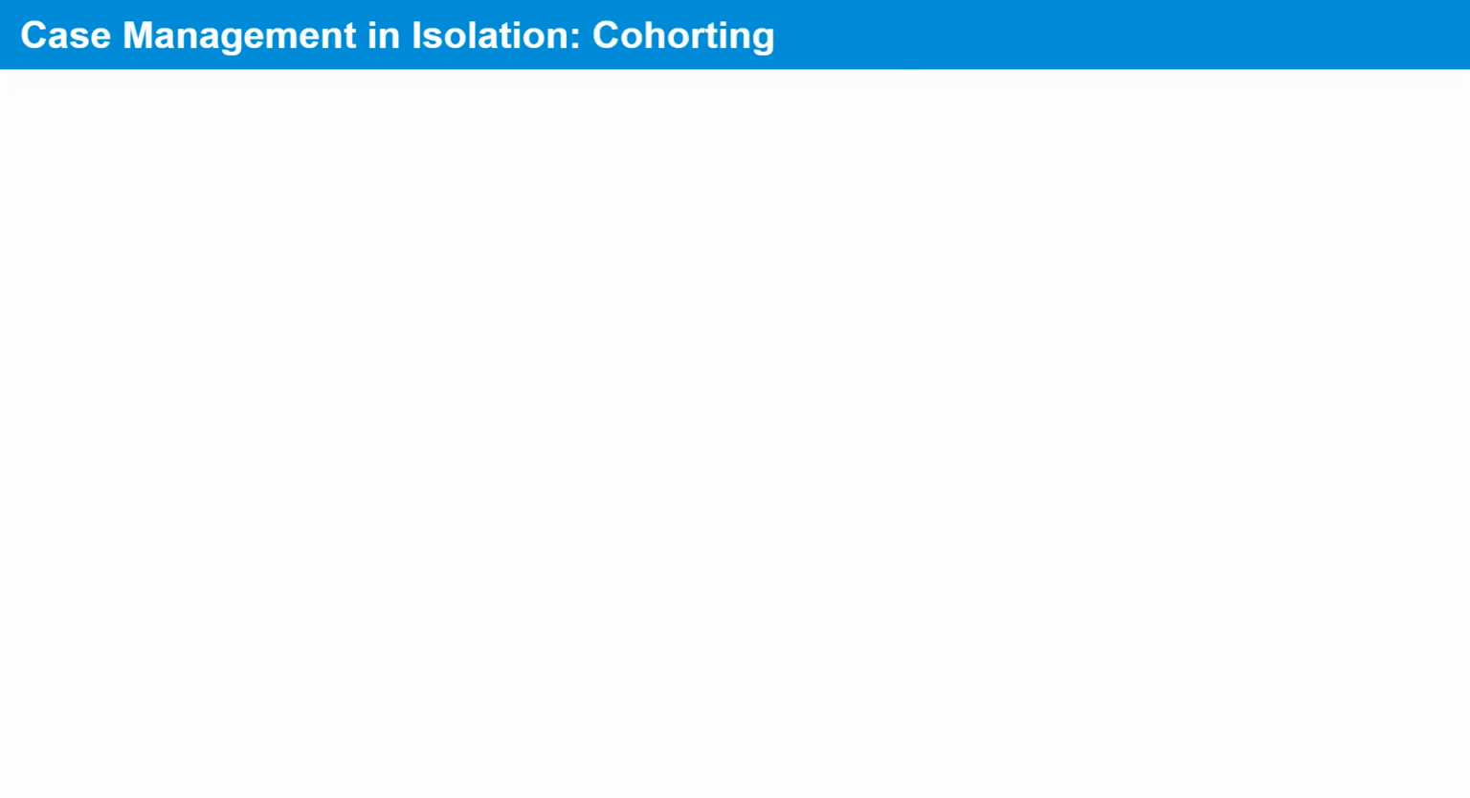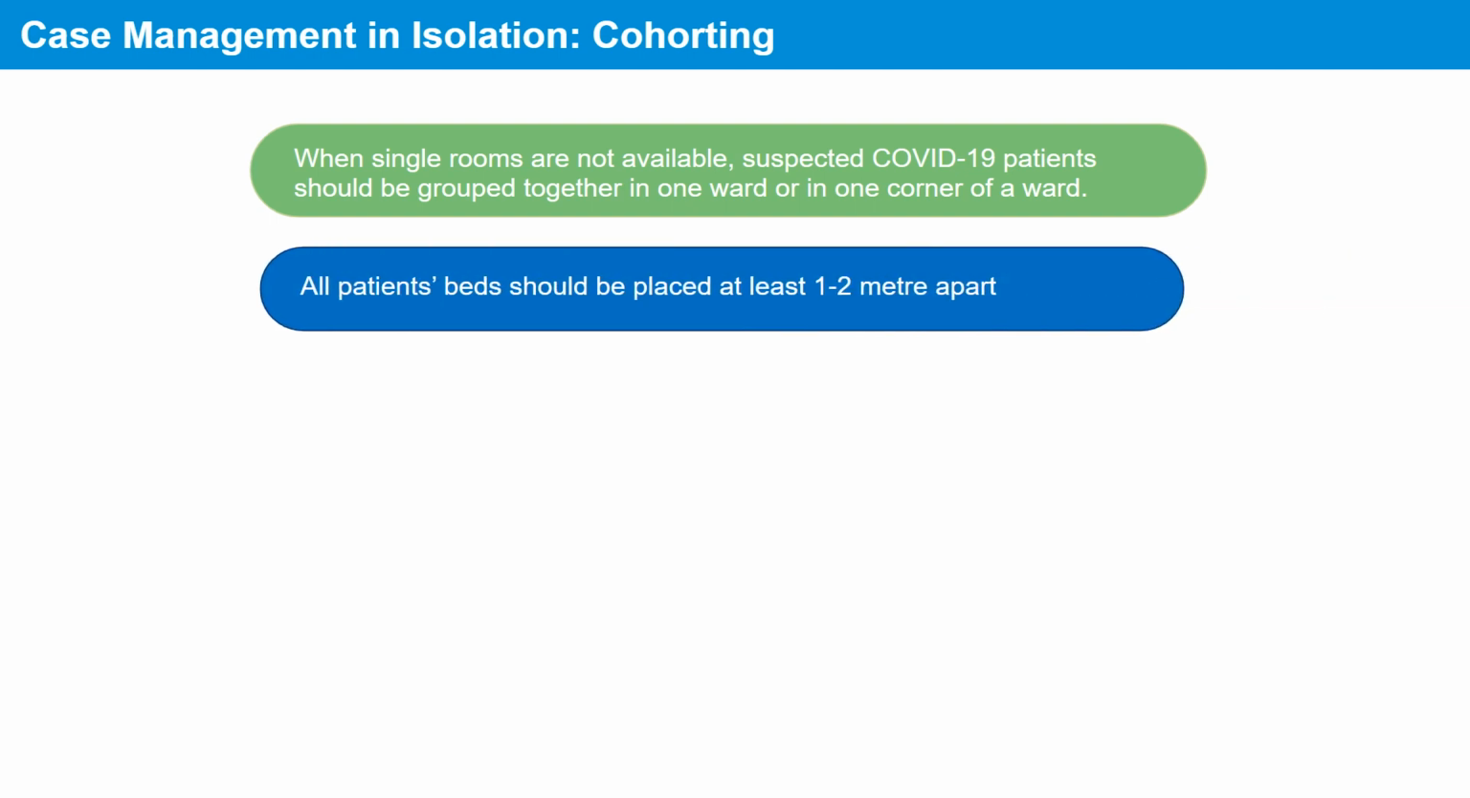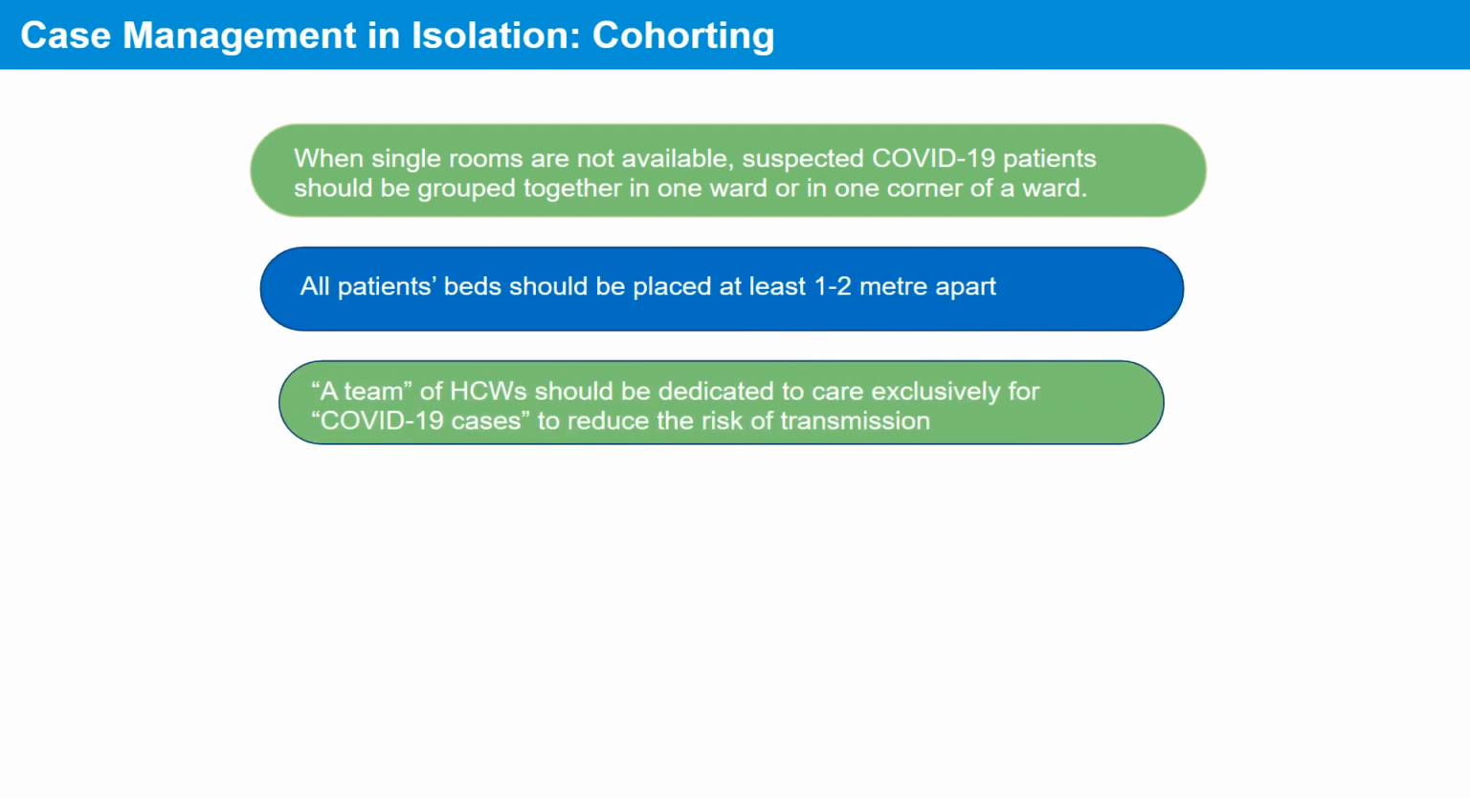What are the best practices for cohorting? When single rooms are not available, suspected COVID-19 patients should be grouped together in one ward or in one corner of a ward. All patients' beds should be placed at least 1 to 2 meters apart. A team of HCWs should be dedicated to care exclusively for COVID-19 cases to reduce the risk of transmission.